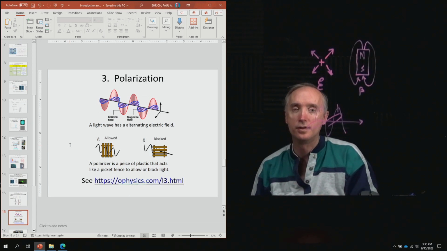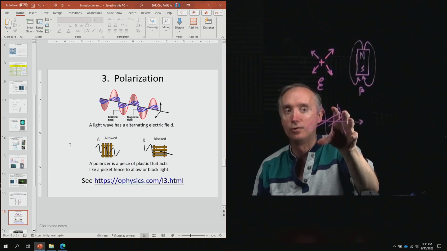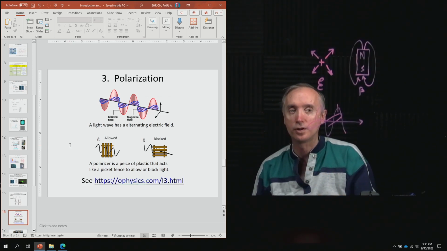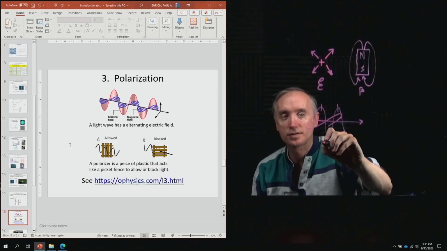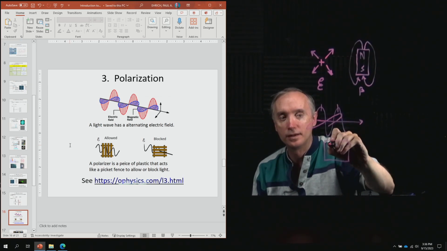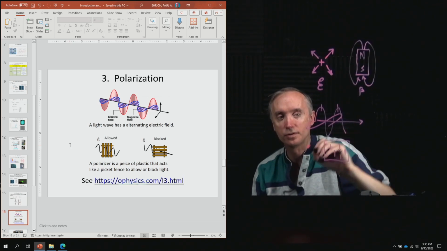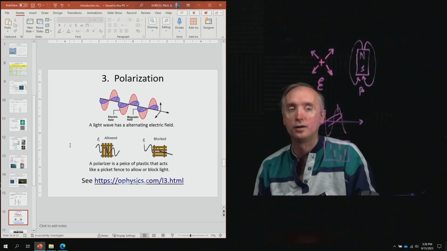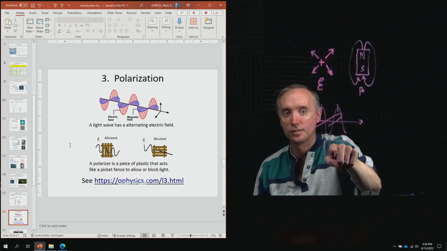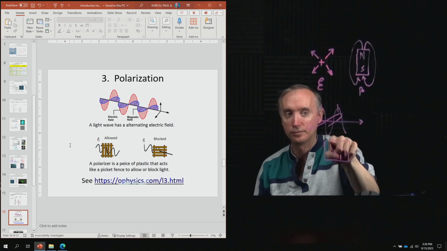Well, it turns out that there is a device that will selectively allow light to go through it, and that's called a polarizer. A polarizer is a piece of plastic that has crystals embedded in it. Those crystals are oriented like this, and they will only allow light through if its electric field is oriented with the crystals. So it's going to block other orientations when they try to go through.